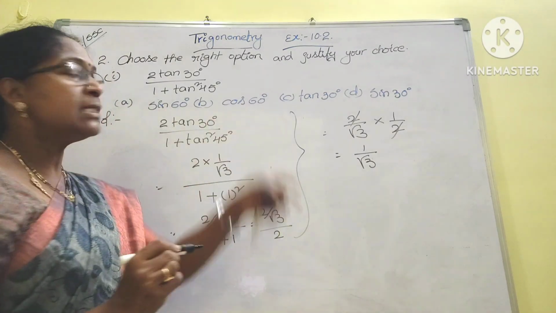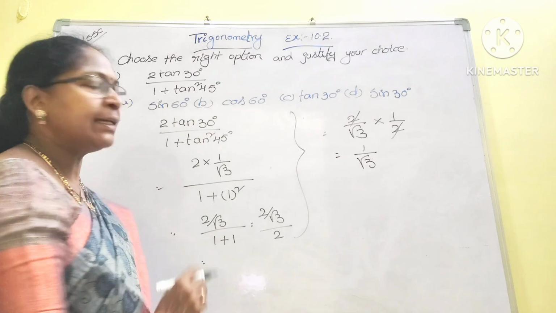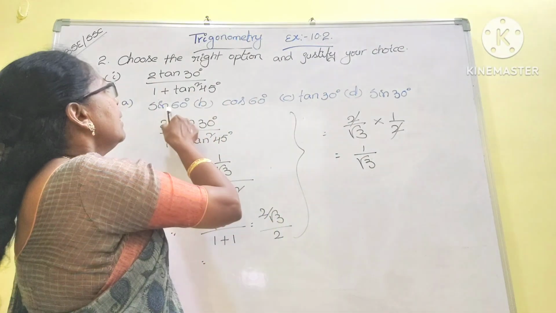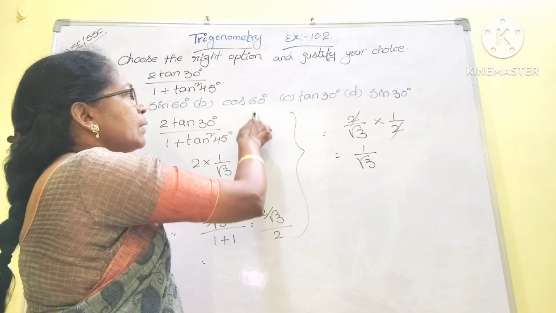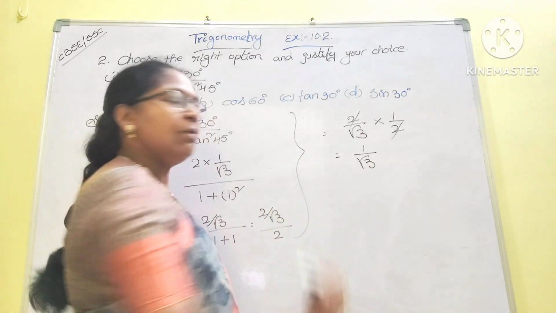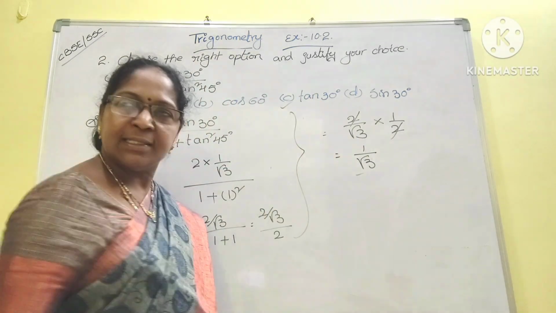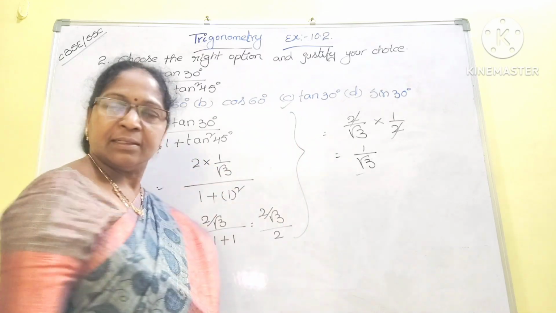But the options are given in terms of trigonometric ratios with some angle. So 1 by root 3 value is related to which one? Sin 60 equals root 3 by 2, cos 60 equals 1 by 2, tan 30 equals 1 by root 3. So this is the right option. What is the answer? C, tan 30 degrees. This is the right answer.